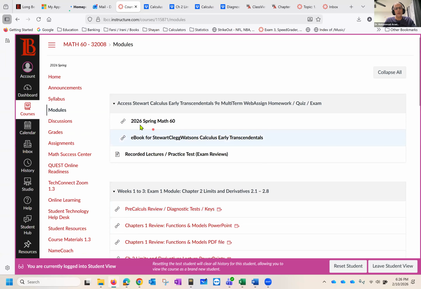And as I mentioned at top here, this is where you will get to your digital platform. This is where you get to your ebook. And so what is this one?